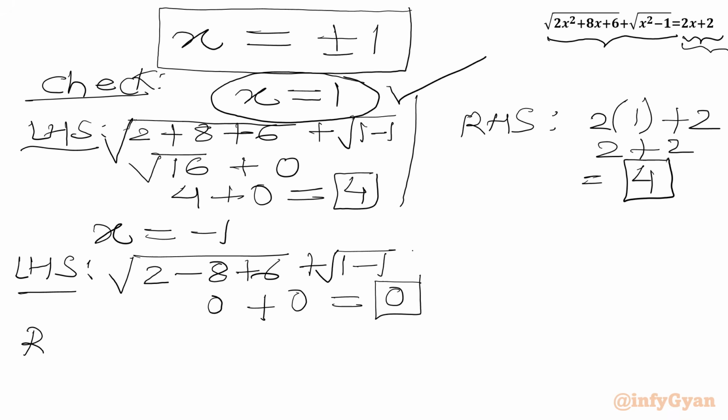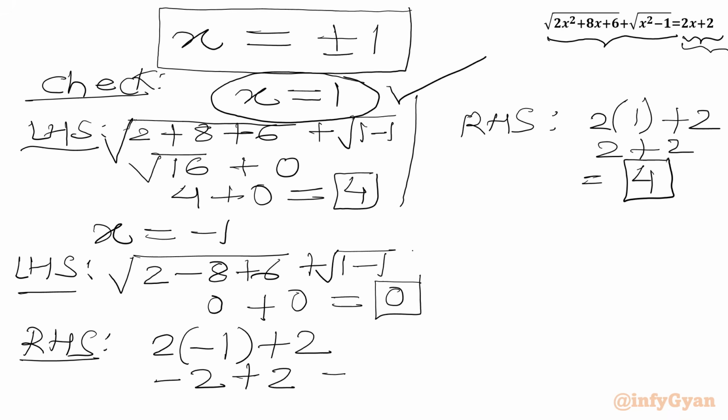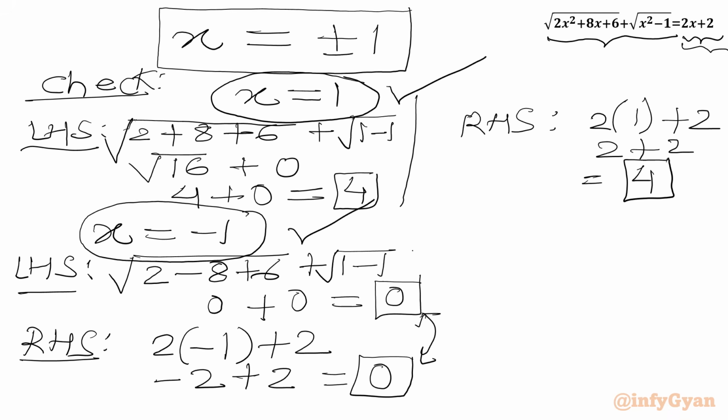Now it's the turn of finding RHS. We have 2x plus 2, x is minus 1. We'll write 2 times minus 1 plus 2, which will be equal to minus 2 plus 2. We are going to get 0, which is the same as LHS. LHS equal to RHS. Hence our solution minus 1 is true and verified.